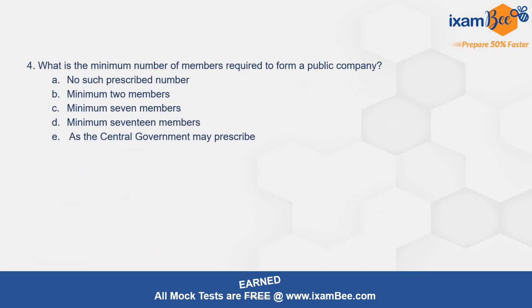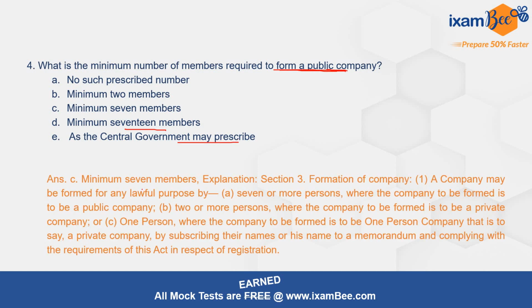Now moving on to the next question, what is the minimum number of members required to form a public company? And there are various options which are provided, like no such prescribed number, minimum 2 members, minimum 7 members, minimum 17 members as the central government may prescribe. And the correct option with respect to this is C, which is minimum 7 members. So the minimum number of members which is required to form a public company is 7.